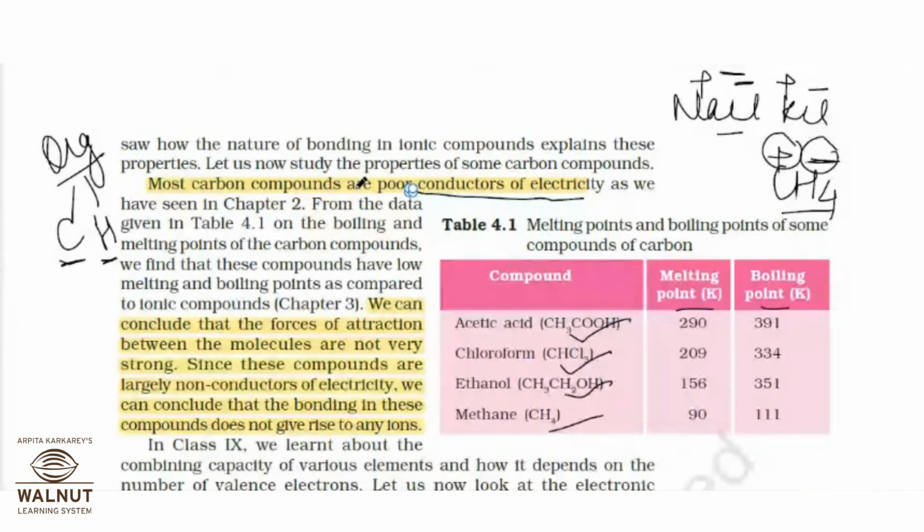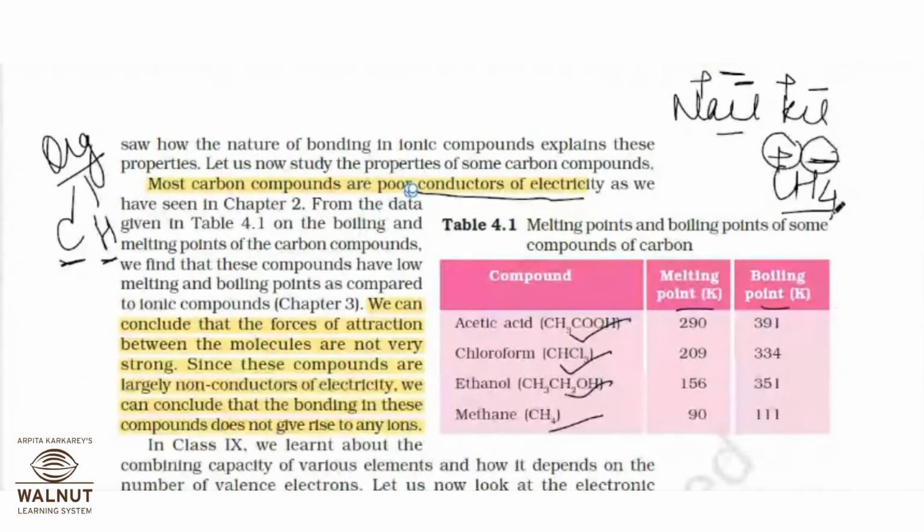Now, if they are poor conductors of electricity, can anyone tell me the reason why? What is required for conduction of electricity? Electrons or ions, you can say. When you talk about NaCl, KCl, when you dissolve it in water, it breaks down as Na positive, Cl negative. So you have free ions.